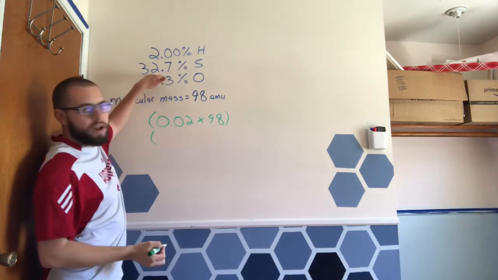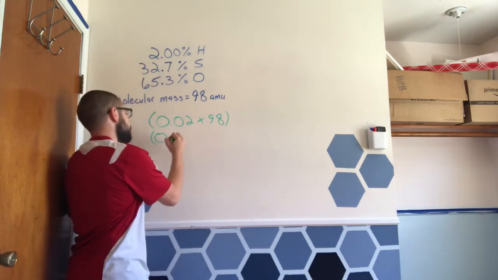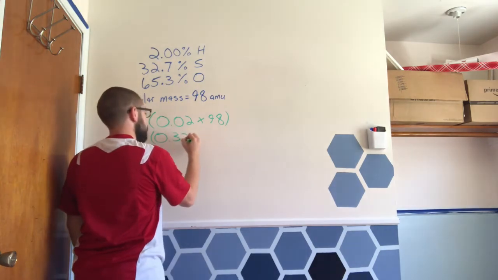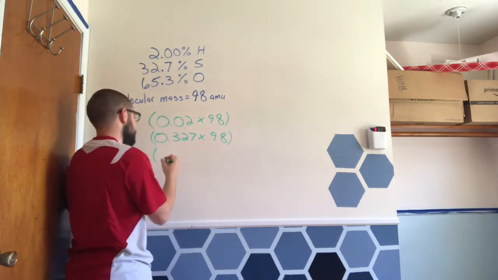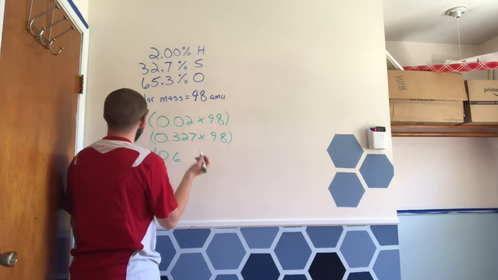This one as a decimal, 0.327. That's times 98 as well. Change this last one into a decimal.